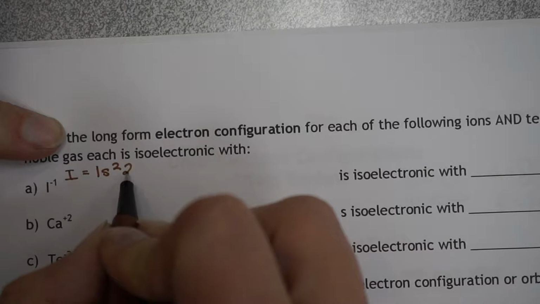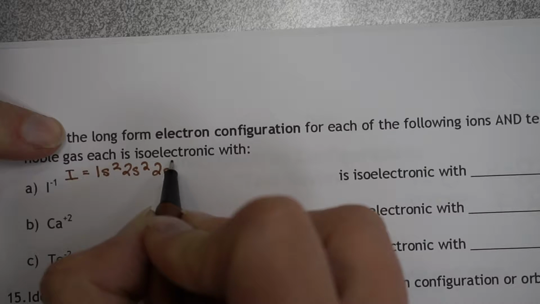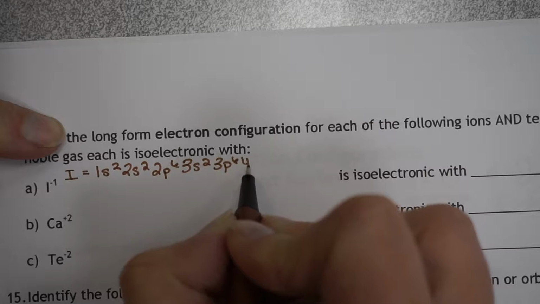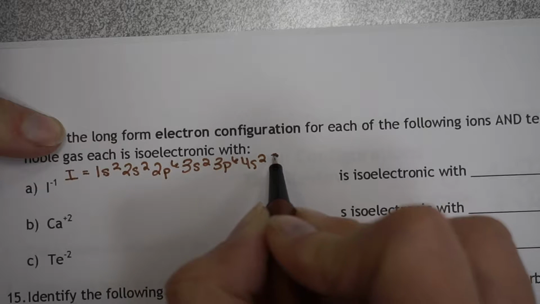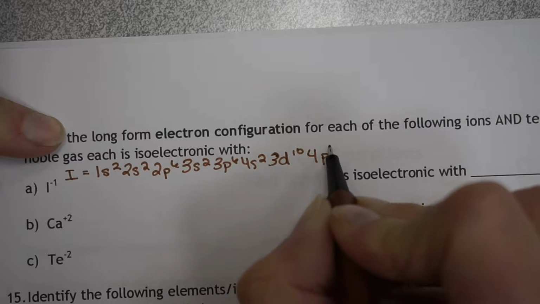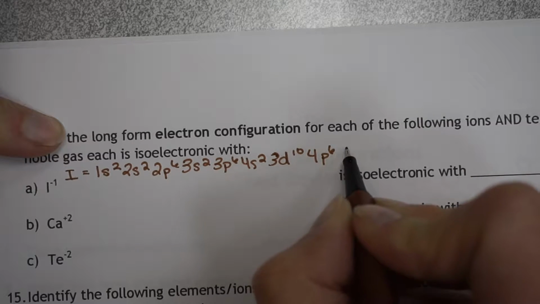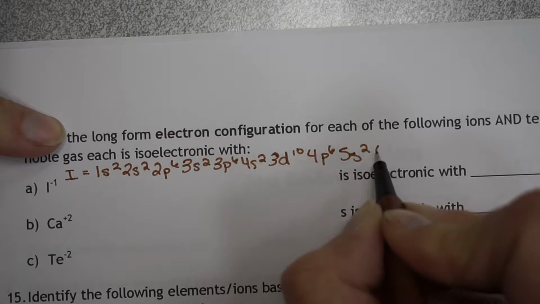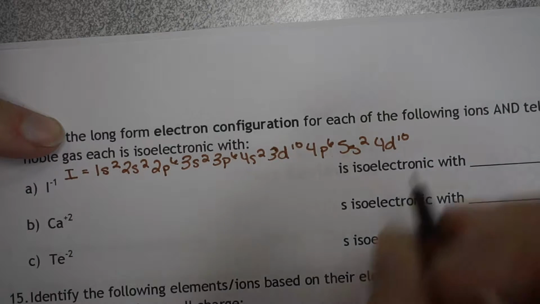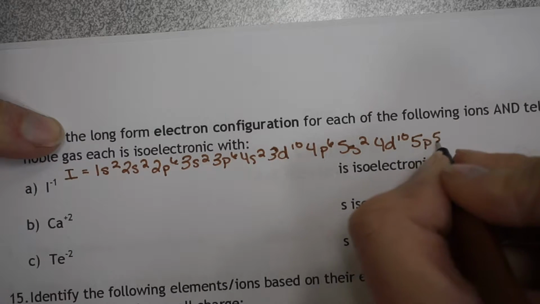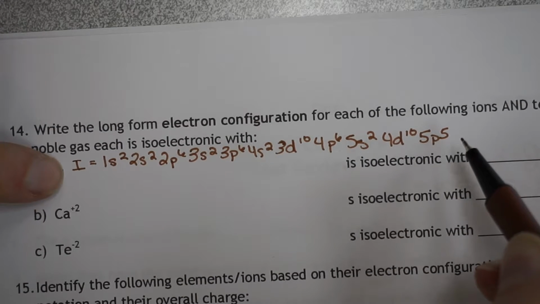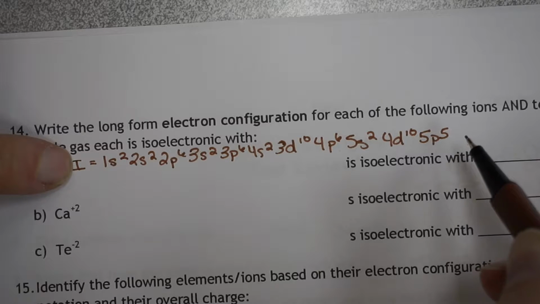So 1s2, 2s2, 2p6, 3s2, 3p6, 4s2, 3d10, 4p6, 5s2, 4d10, 5p5. Okay, so that's the electron configuration for the neutral element of iodine.